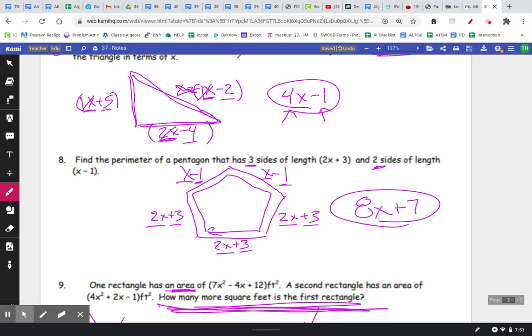For the next time someone comes up to you and says, hey, dude, I need to know the perimeter of this triangle. It has 3 sides that are binomials. Tell me the final answer. You know how to do it.